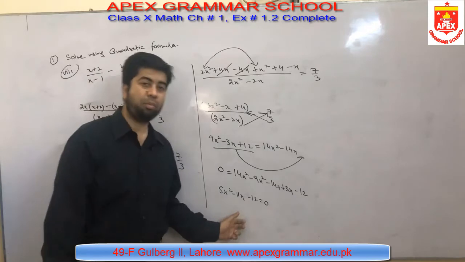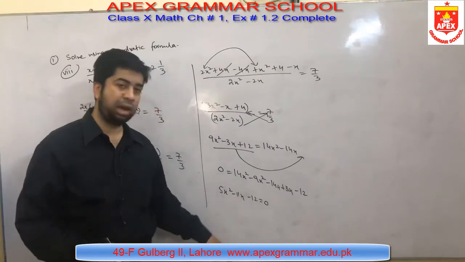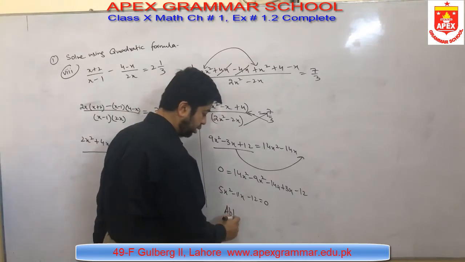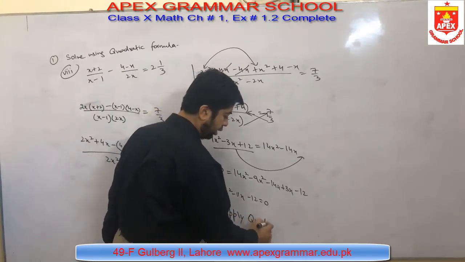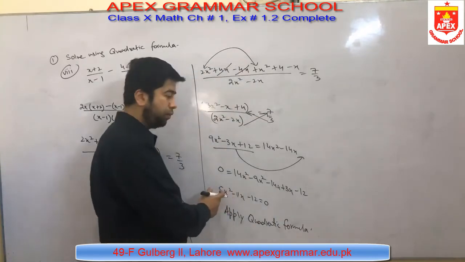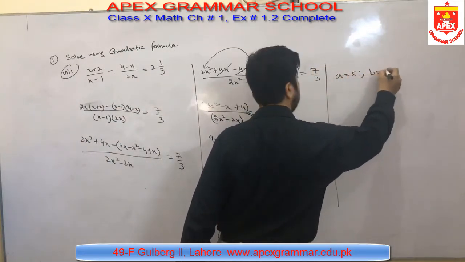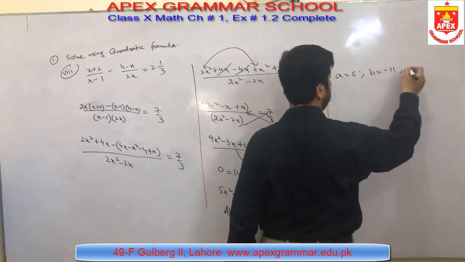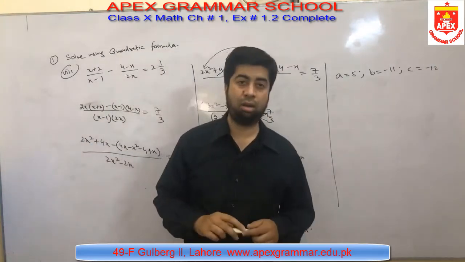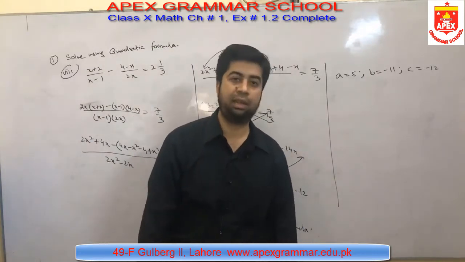Is this the general form of a quadratic equation? Yes, this is the general form of a quadratic equation. So after that, you can apply the quadratic formula on that, and you can solve it further. Apply the quadratic formula. What is the value of A here? The value of A is 5. The value of B is minus 11. The value of C is minus 12. I hope you will understand all the situation. Just put these A, B, C values in the quadratic formula and you can solve it very easily.